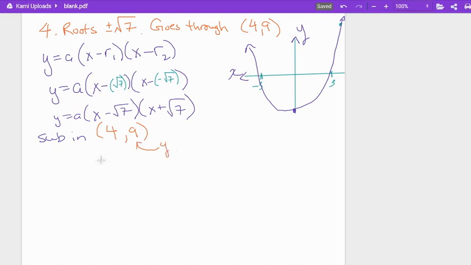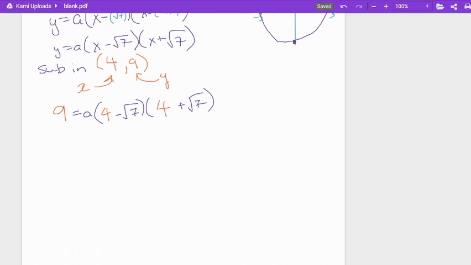So 9 is a y value and 4 is an x value. So if the y is 9, the x is 4. I just want to show you in color with the orange color what I've changed. Okay, so now if we look at this equation, we see that the only unknown is the a.